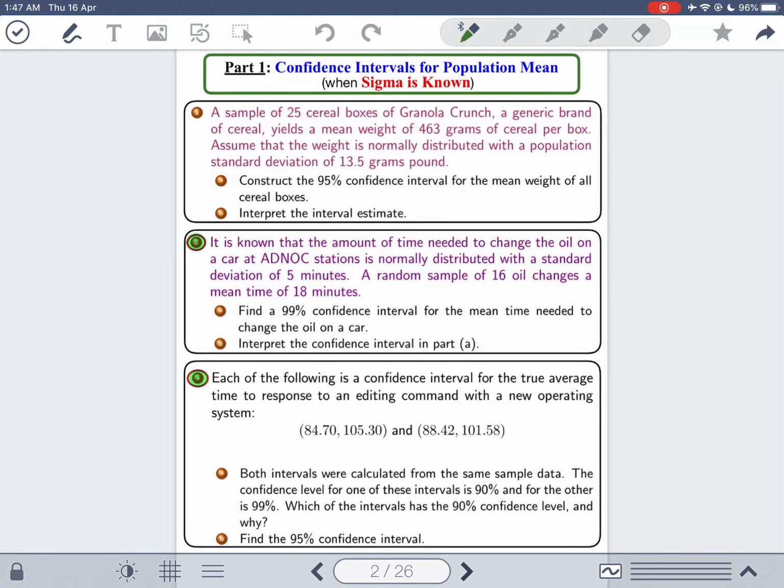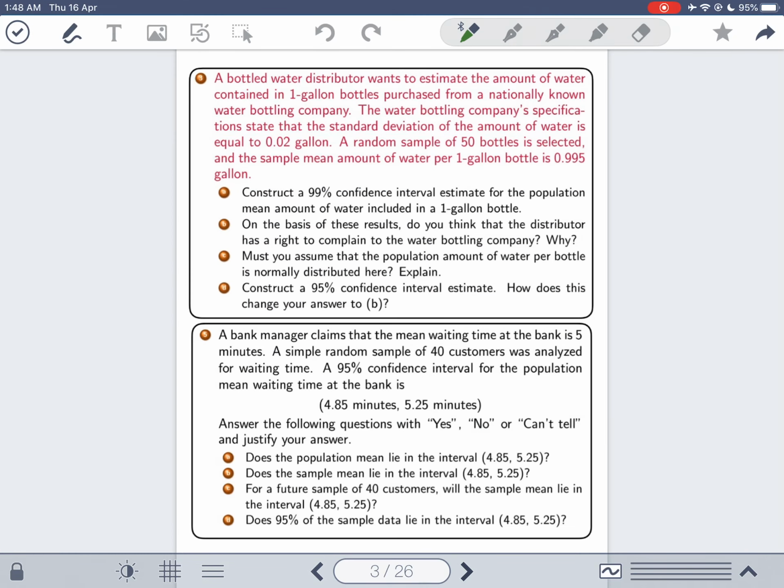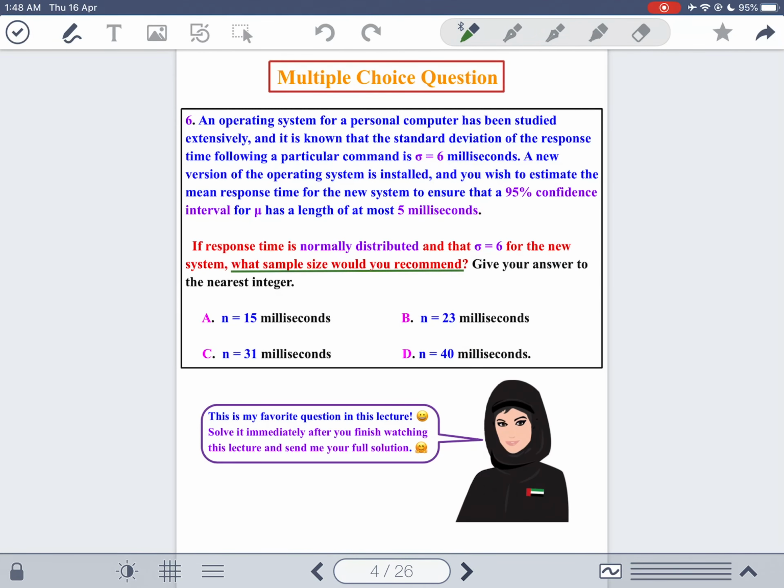Okay, so we put it into two parts. Part one will be when sigma is known. So we will compute confidence intervals for mu when sigma is known in part one, and we had 5 questions. But Alunud insisted that we add one more question for you, and it's one of the nicest questions. Please try solving it right after you finish watching this video. We also made it a multiple choice question, so you know that the answer is one of them. So you know the answer is there, figure it out, and it's similar to one of the questions that we will solve in this lecture.